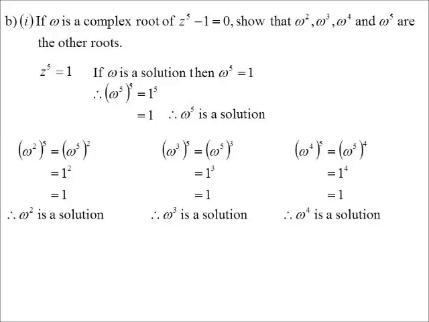Omega to the power of 4 to the power of 5 is the same as omega to the power of 5 to the power of 4. But you never guess what? Omega to the power of 5 is 1. And 1 to the power of 4 is 1. So omega to the power of 4 works. It's a solution as well.